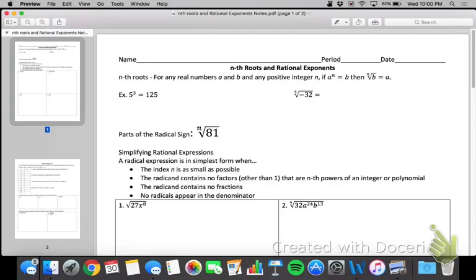Okay, so we're going to go over nth roots and rational exponents. So first of all, nth roots. When we say nth roots, it's really just extending the idea of square roots. A square root we know is like, x squared is 25, so then the square root of 25 is x, right? So it's just the opposite of squaring something. So we can extend that idea to any kind of radical.